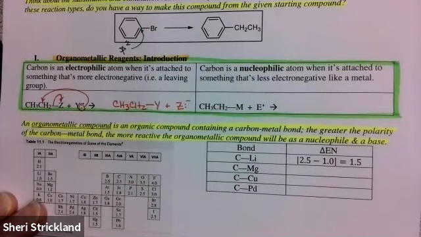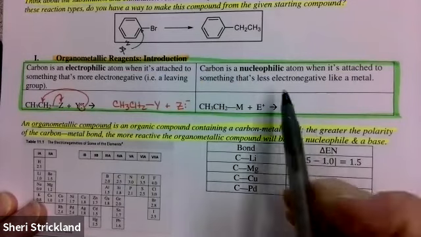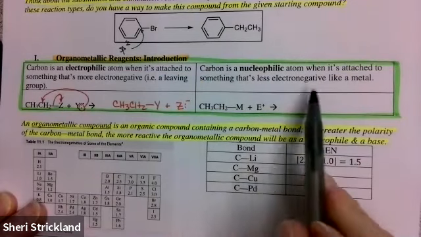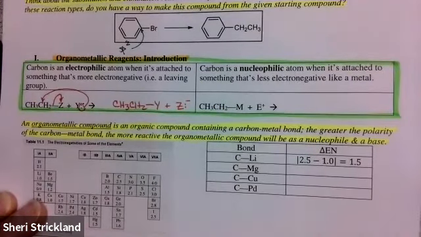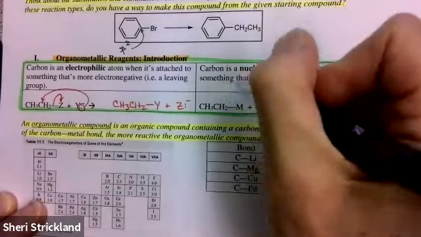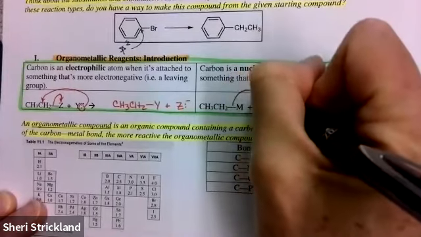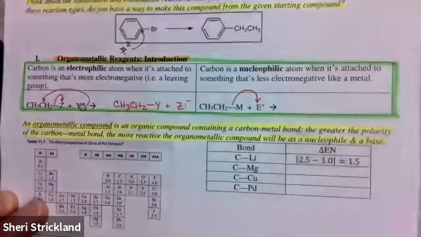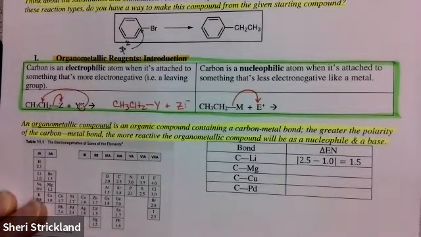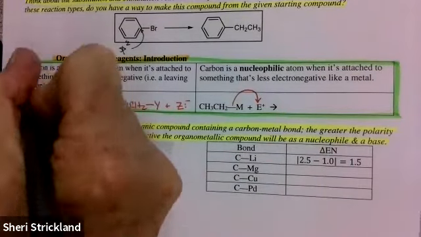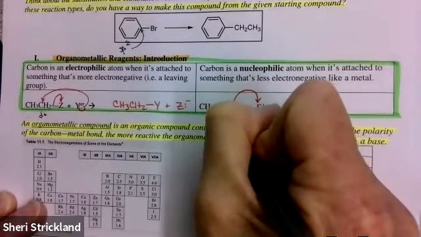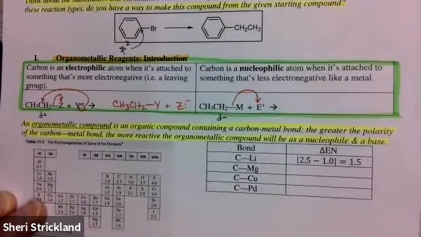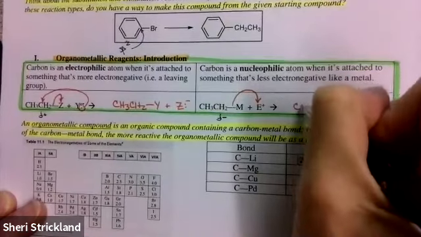Now, when carbon is bonded to something that's much less electronegative than itself, like a metal, then carbon becomes a nucleophilic atom. And in this case, we've got something that looks like this. Okay, so in this case, carbon has a partial positive. In this case, carbon has a partial negative, and we would end up with something that looked like this.